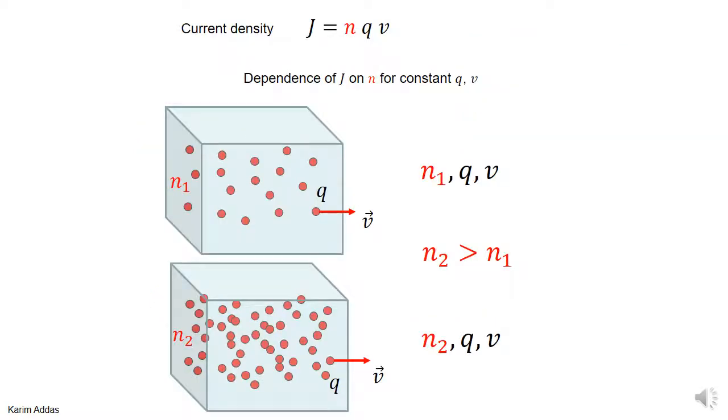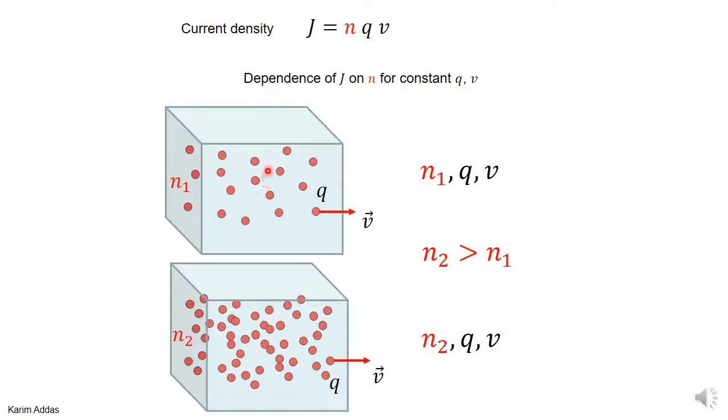Let's look at the dependence of current in general on small n. Small n, we said, is the number of charges per unit volume. So imagine you have two different cases. In this case you have n1, and here you have n2, and n2 obviously is bigger than n1. This is what it would look like intuitively. When small n is a bigger value, then you have more charges in the same amount of volume, so the charges are more dense. This is the kind of image you should imagine when you have a large n, and this is the kind of image you should have when you have a smaller n.